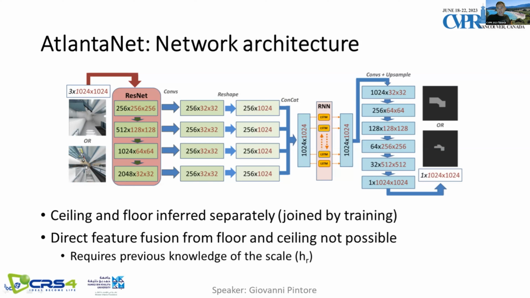Also here, it should be noted that direct feature fusion is not possible. It is not possible to fuse ceiling and floor directly, since this would imply prior knowledge of the scale factor between the two transformed tensors, which are different. We don't know the scale, because to know the scale we need to know the height as a prior, and we don't have this.